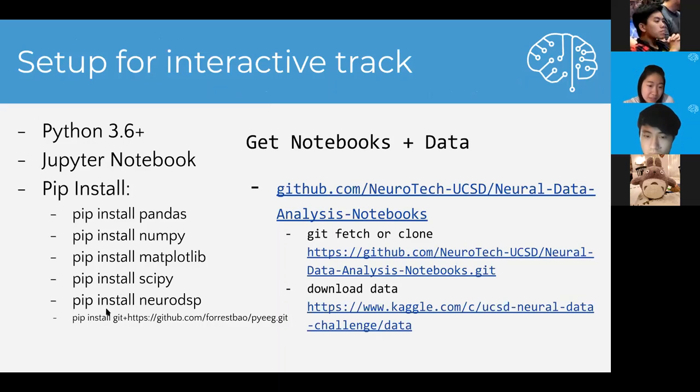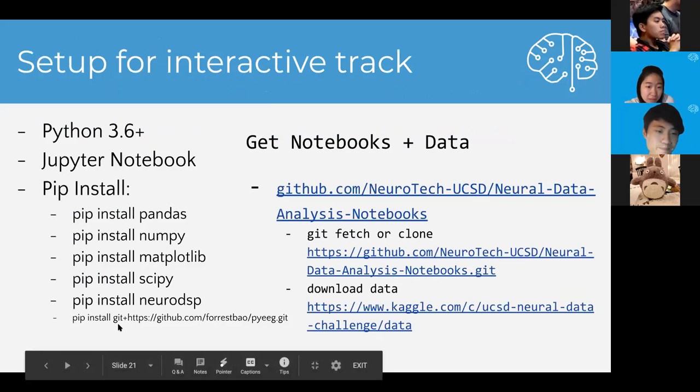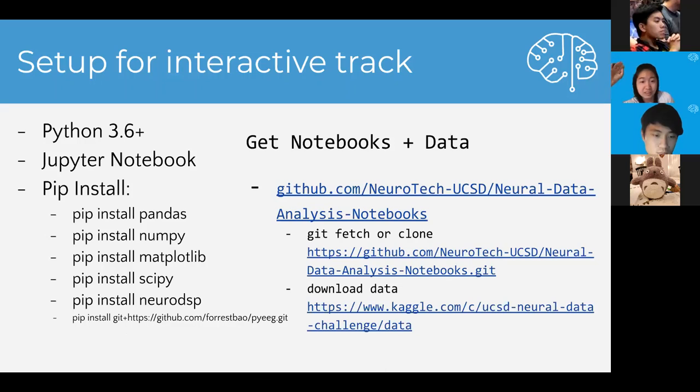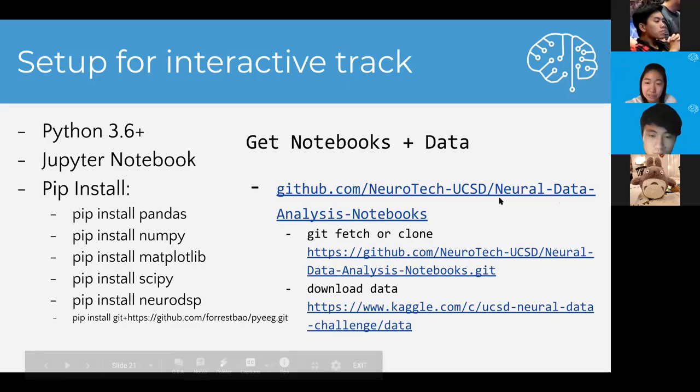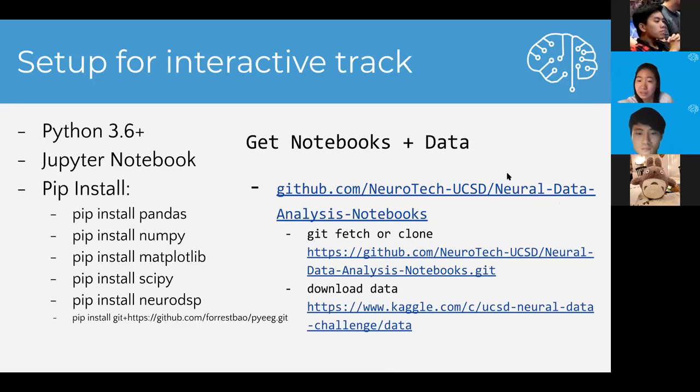The only thing you'll need to pip install new is the PyEG package. And that one you actually have to do with a special pip install, because they don't have the PyPI set up for it. So make sure you do that one instead. And if you haven't gotten the notebooks yet, feel free to git fetch or git clone, and then we'll get back in a couple minutes.